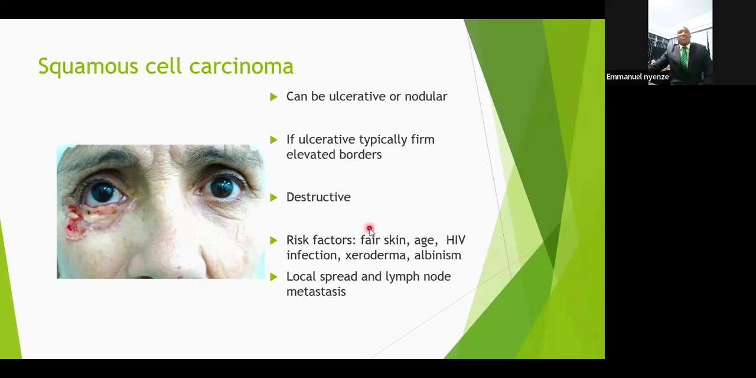Of course, a risk factor is fair skin, so you'll find it common in white people living in areas like Africa, in tropical countries. Age, of course, it is common in higher age. There are reported cases of it being more common in HIV patients, but this is more of a squamous cell carcinoma of the conjunctiva, or SCC. Other patients with genetic conditions that can predispose to squamous cell carcinoma include xeroderma pigmentosum, which we have seen in young patients. Albinism, we have seen squamous cell carcinomas and basal cell carcinoma in patients with albinism.